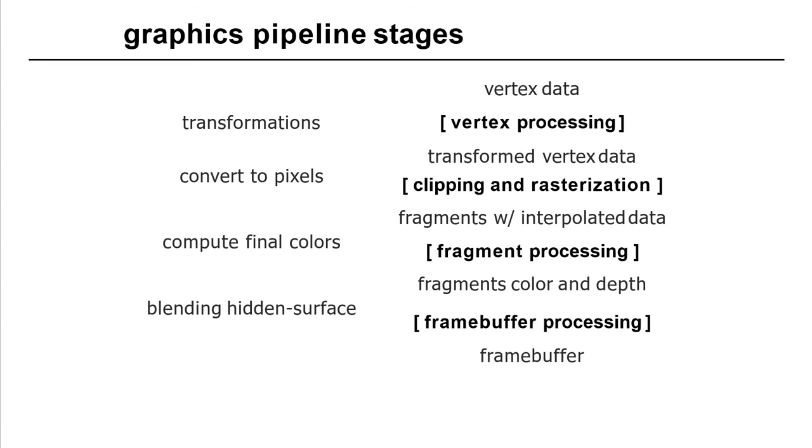In the graphics pipeline stages, we will have the vector data. Then the vector data is processed with the transformation. With the help of this transformation, we will get the transformed vector data. Now this transformed vector data is converted to pixels with the help of clipping and rasterization. Then the fragment interpolated data. Finally, we compute the color with fragment processing, the fragment's color and depth, with the blending of hidden surface, frame buffer processing and frame buffer.